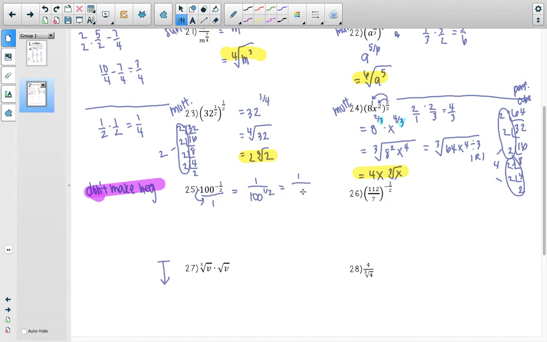Well, that's 1 over 100 to the first power, which I want to write, and the square root of it. And hopefully it's clicking because the square root of 100 is 10. Okay? So 26 is kind of like 25, but it looks a little bit more complicated.